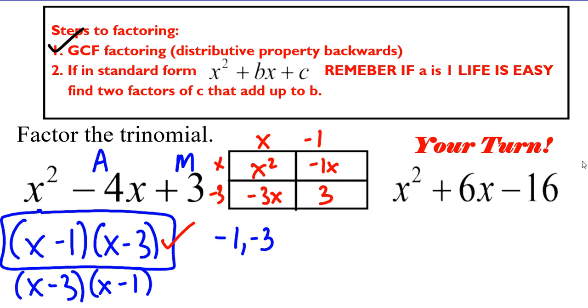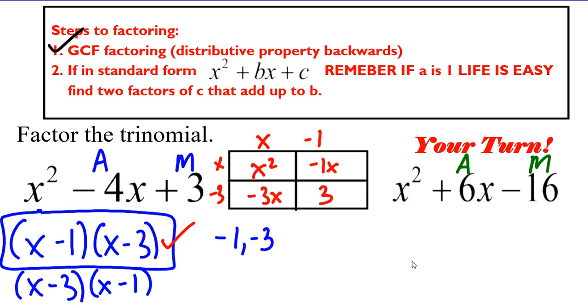Okay, welcome back. Here we go. First thing is you try greatest common factor factoring. There's nothing to divide out, so now I need to find two numbers that multiply to make negative 16 and add up to be 6. If they multiply to be a negative 16, they have to be opposite in sign, because one has to be positive and one has to be negative, and the bigger number needs to be positive because it adds up to be 6.